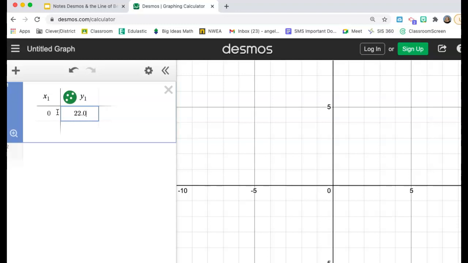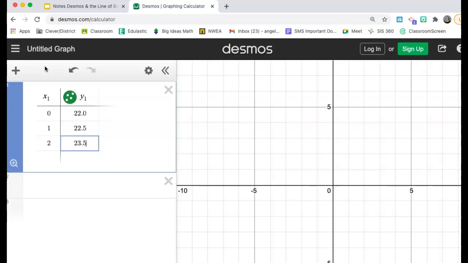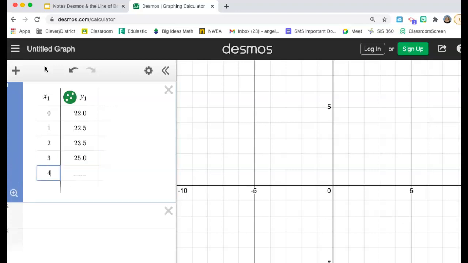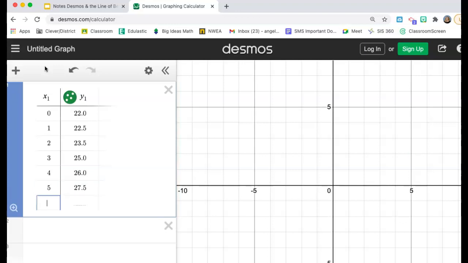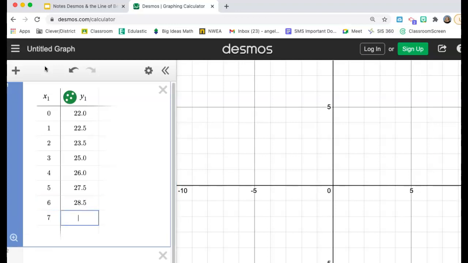So I can tab, I can use my arrow keys. My arrow keys will go up and down as well. But I'm just going to go ahead and finish typing this in. So 1, I tab over, I get 22.5. I hit tab. I have 2, 23.5. I tab 3, tab 25.0. And I'm going to keep going all the way through here. So yes, you do need to put every single one of these in there because they are all going to factor into the line of best fit. So we can't skip anybody because they all play a role in creating this particular line of this data set.